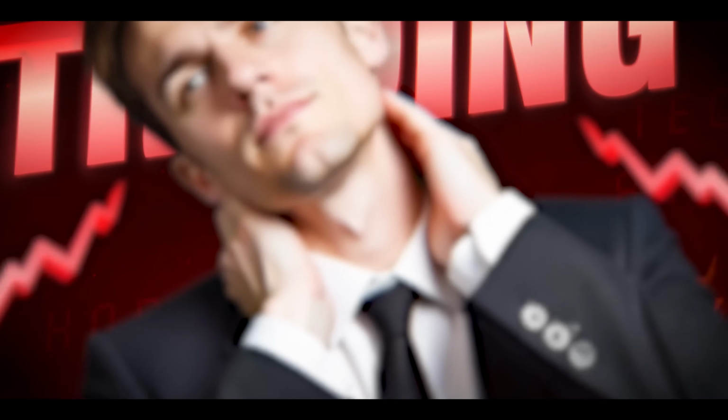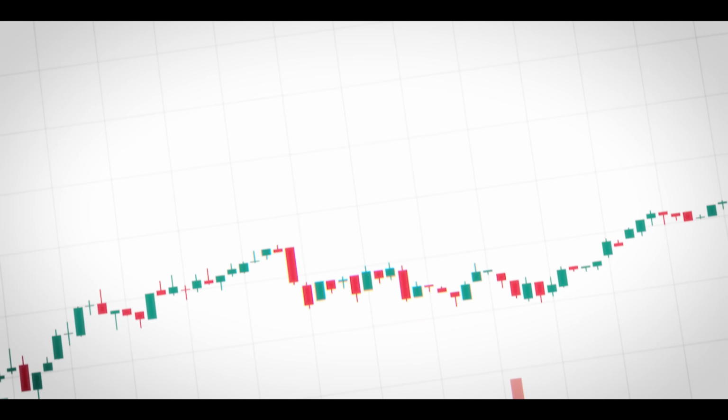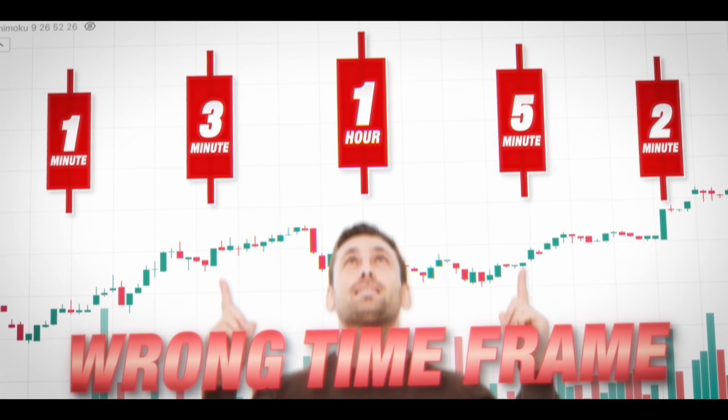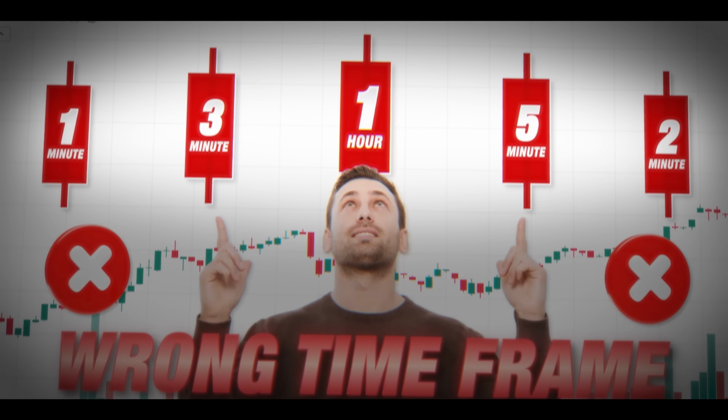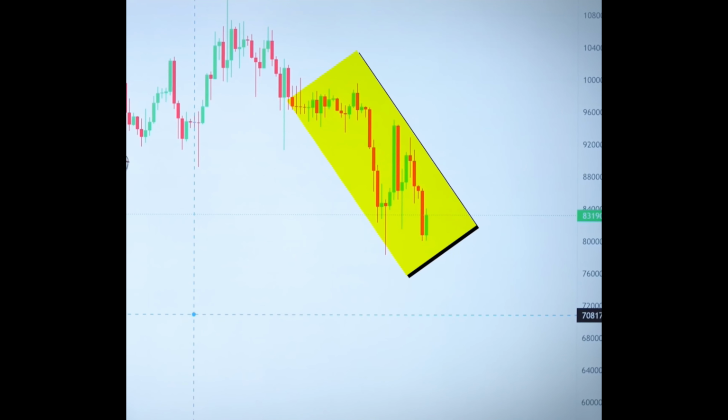Friends, do you know what a major reason for losses in trading is? It's when you look at a chart in the wrong time frame and take your trade in the wrong time frame. For example, when you see this chart right now, you might see that the market is falling. So if you think of trading based on this, your decision might be something else.